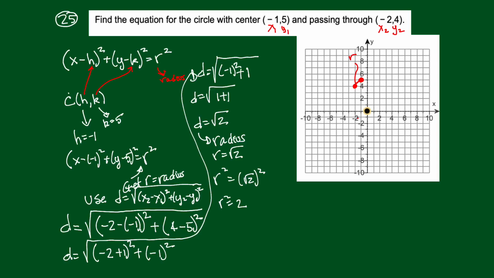So here is our equation. I'm going to go right back here and get this information, and write that down, then we'll simplify. We're going to have x minus negative 1 squared plus y minus 5 squared equals r squared, which is 2. Now this is going to be x plus 1 squared plus y minus 5 squared equals 2. And there is the equation of our circle.